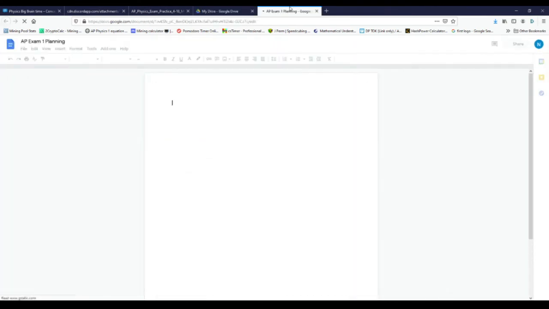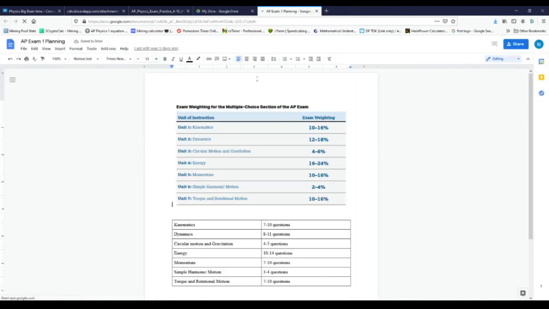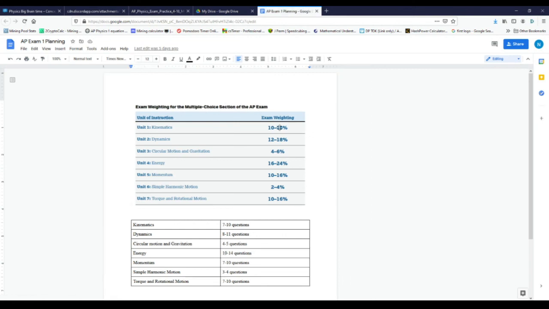When we were making the exam, I'll start the video, Camille. So don't ask. Mining calculator? Yo, you can see kinematics is 10 to 16% of the test.